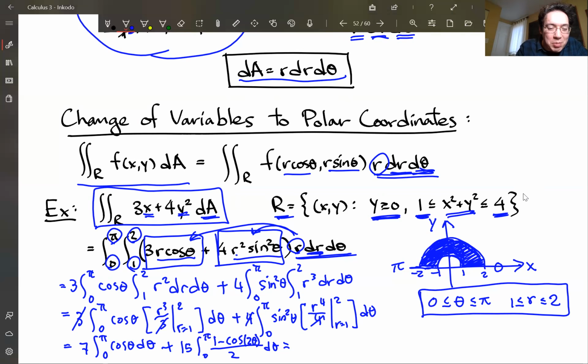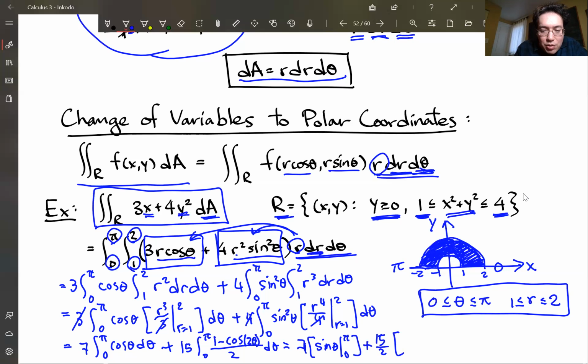Okay, so the antiderivative of cosine theta is sine theta. So 7 sine theta from 0 to pi. Okay, so sine of pi is 0 and sine of 0 is 0. So the first integral will work out to be 0. And I'm going to pull the 1/2 into the front and have 15 over 2 in the front.